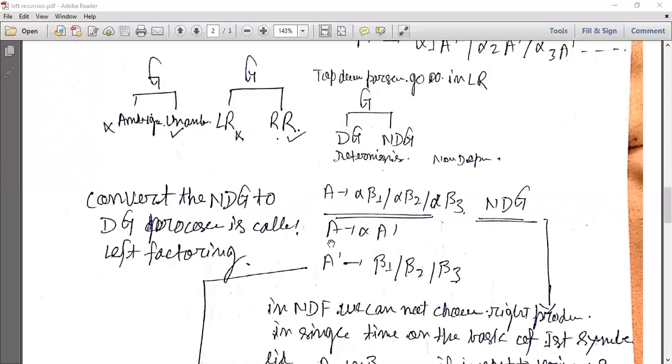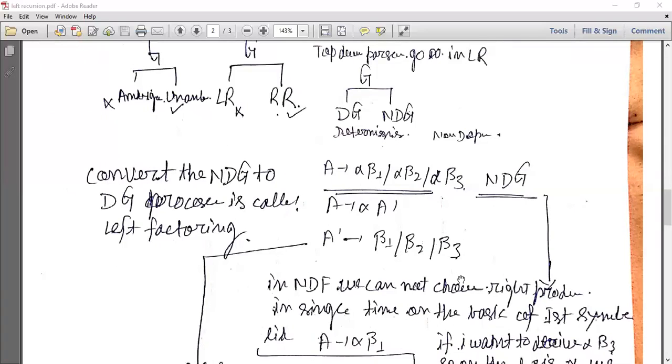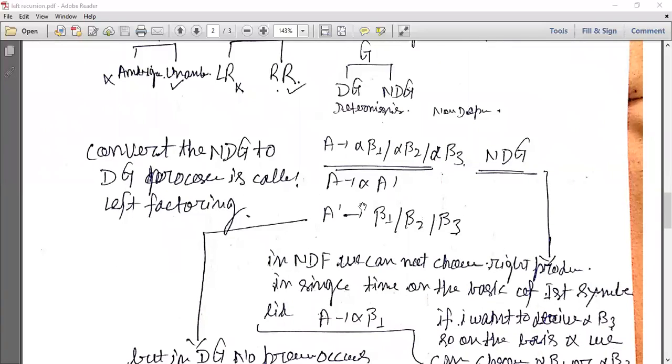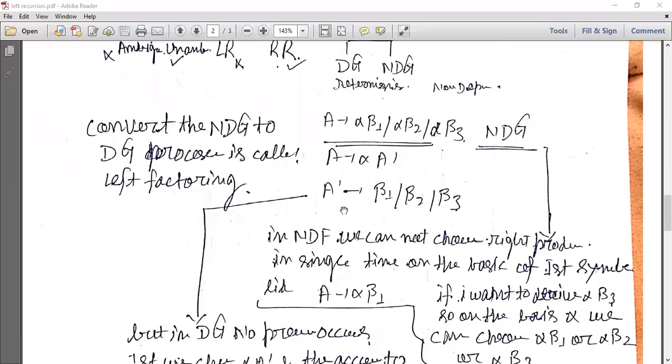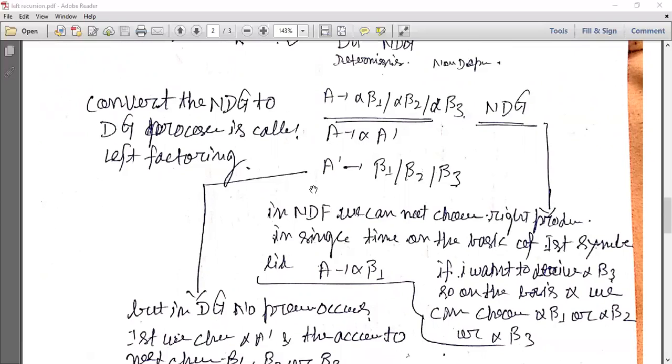So there is a formula, right? A tends to alpha A dash. We convert this part into A dash, right? And A dash tends to beta 1, beta 2, beta 3. So there is no confusion. Whenever we construct a tree, we already decide on the basis of the first terminal symbol, that is alpha, right? And now we choose either beta 1, beta 2 or beta 3. So in a single pass, we can construct the parse tree. So this is the provision to convert non-deterministic grammar to deterministic grammar, right?